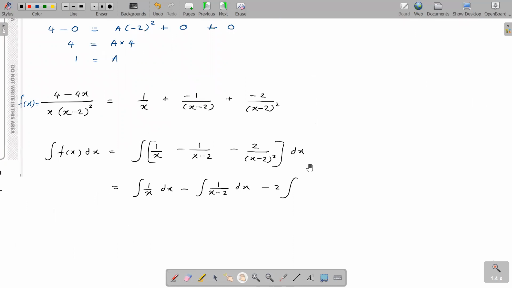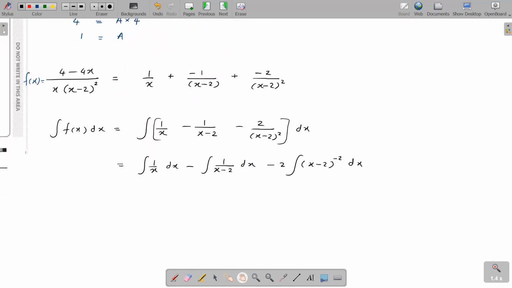Okay. So here I will take minus 2, I'm taking it out, and x minus 2 to the power 2 goes up as x minus 2 to the power minus 2. Do you see what's going on here? Okay, let's integrate. 1 over x integration is ln x. This is minus ln |x minus 2|. And we have a 1 over a, but it's just 1x here. So no problem here. Minus 2 times x minus 2 to the power minus 2. When you integrate, x minus 2 to the power minus 1 over minus 1. Okay, and then don't forget the plus c.